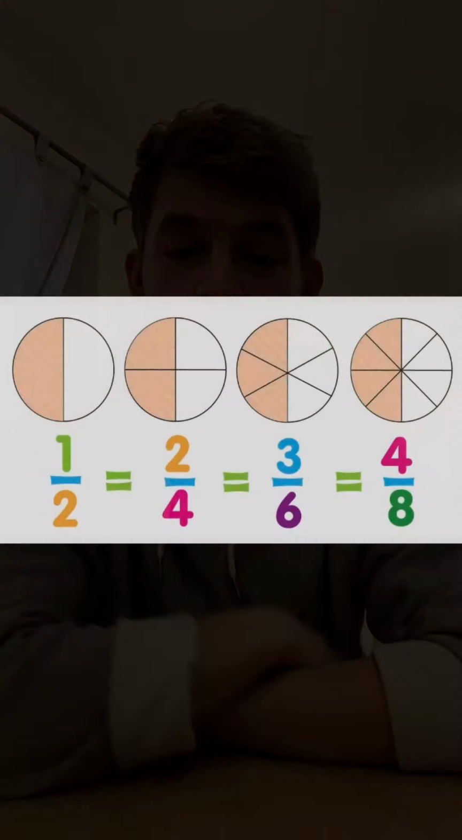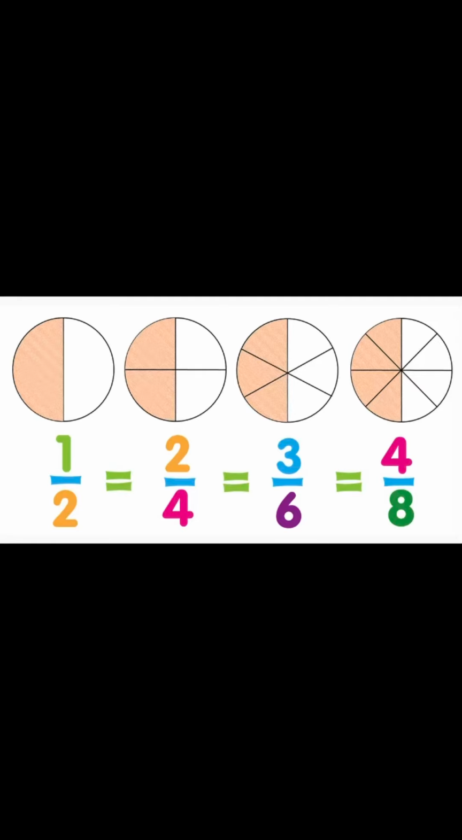Now, an equivalent fraction is two separate fractions that have the same size value, however, they have different numbers. It sounds confusing, so I'm going to give you some examples. Here are some examples of equivalent fractions. As I said previously, equivalent fractions are fractions that have the same size value, however, they have different numbers. All of these different fractions are equivalent to 1/2.